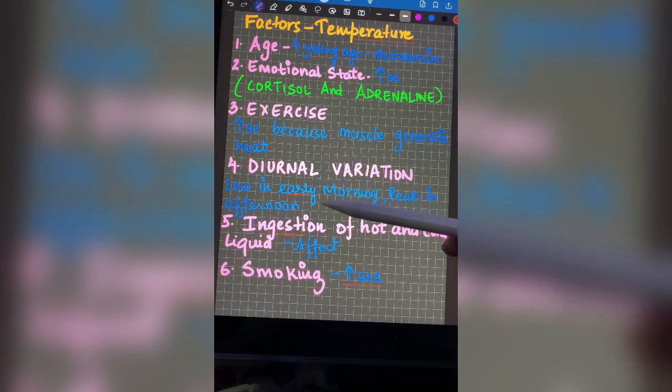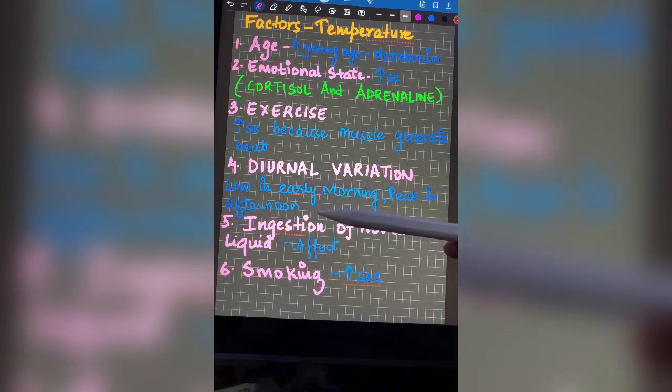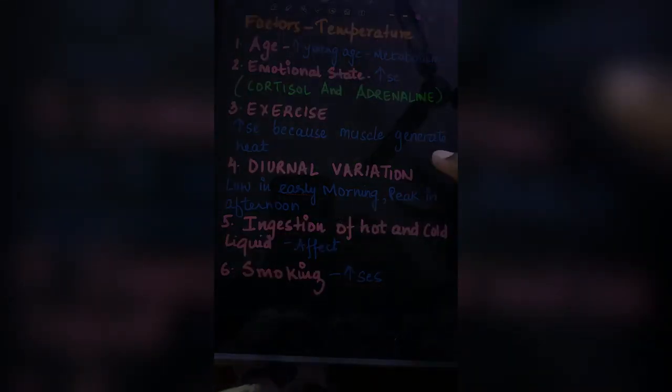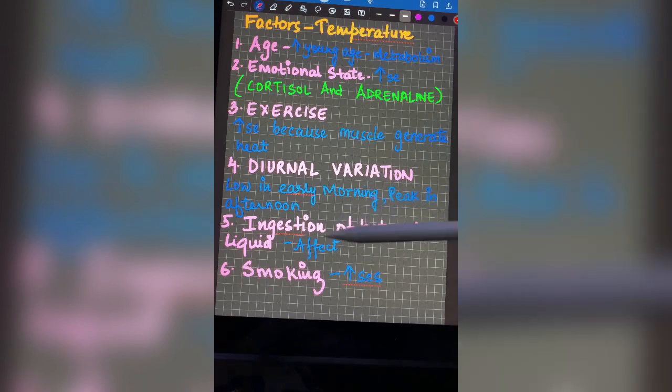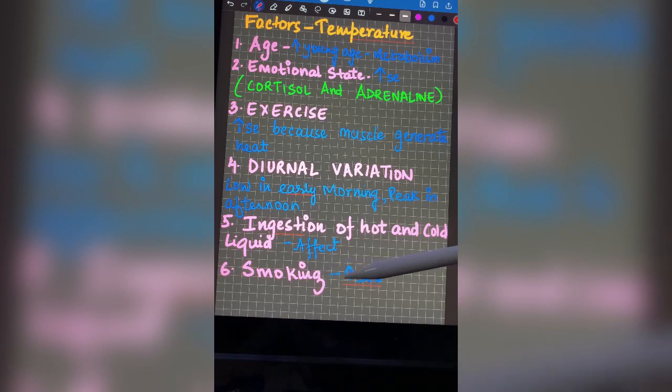There is a diurnal variation also. That means the body temperature varies at different times of day. For example, when you get up from bed, body temperature is very low, but it goes to its peak in the afternoon. So it is diurnal variation. After ingestion of hot and cold drinks your body temperature is also affected, and smoking also increases body temperature.